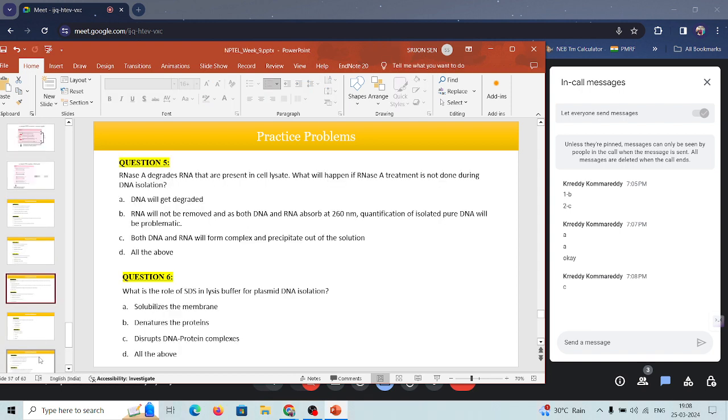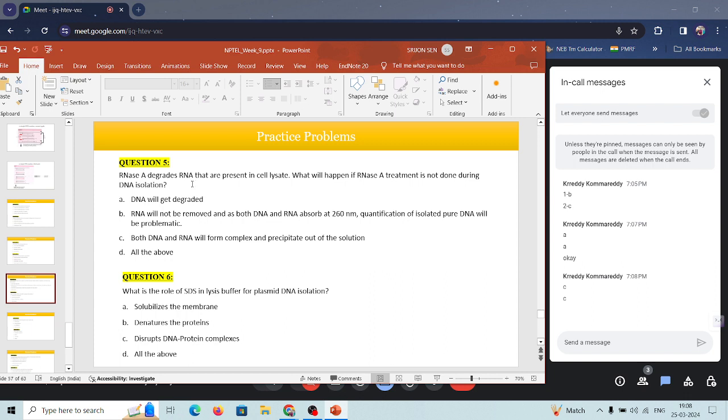The next question. RNase A degrades RNA that is present in the cell lysate. What will happen if RNase A treatment is not done during DNA isolation? DNA will be degraded; RNA will not be removed as both DNA and RNA absorb at 260, so quantification of pure DNA will be problematic; both DNA and RNA will form a complex and precipitate out of the solution; or all of the above. Okay, you are saying it's C.